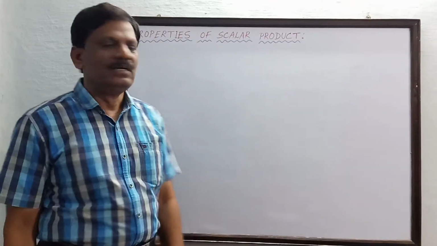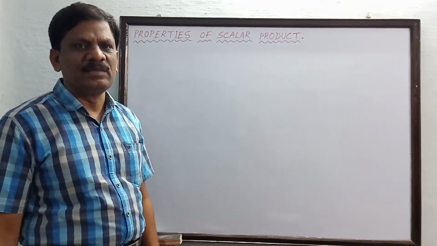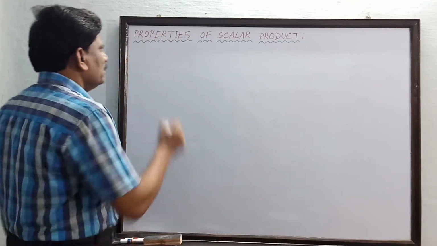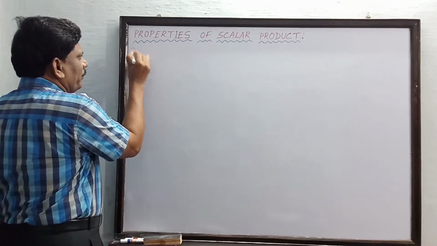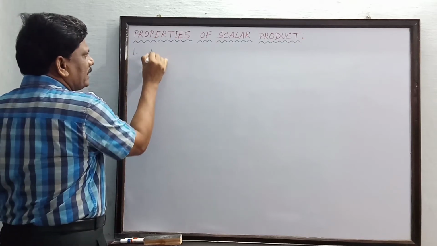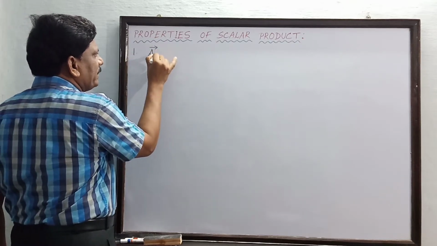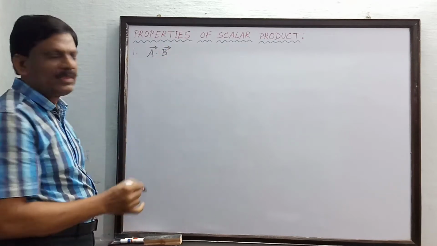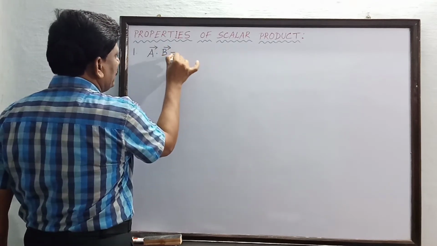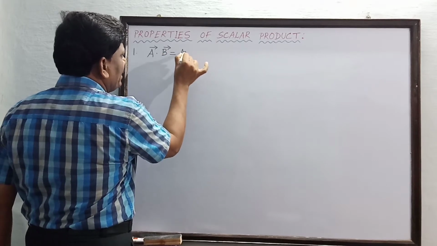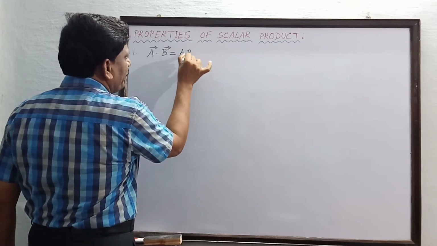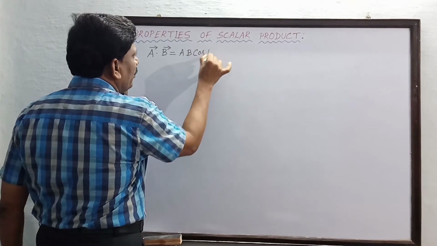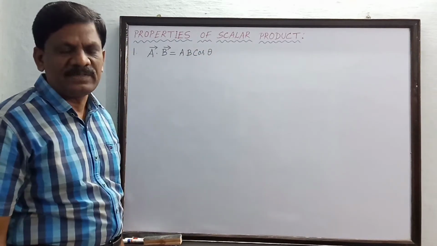Hi students, now we are going to discuss the properties of the scalar product. The first one: we know that the scalar product of two vectors A and B is represented by A dot B, and this is equal to the magnitude of A multiplied by the magnitude of B and the cosine of the angle between the two vectors.